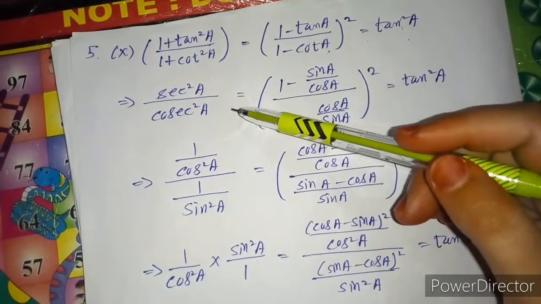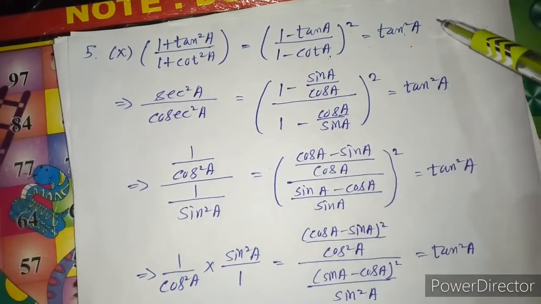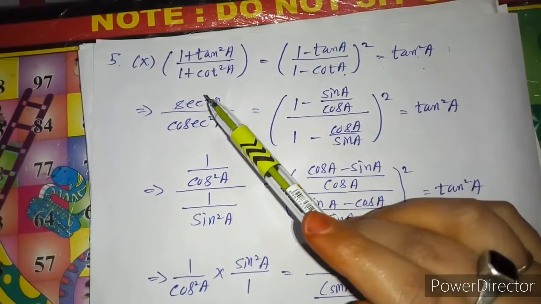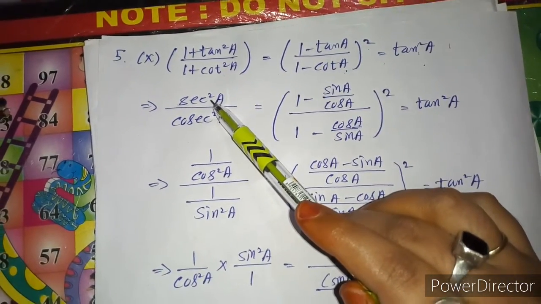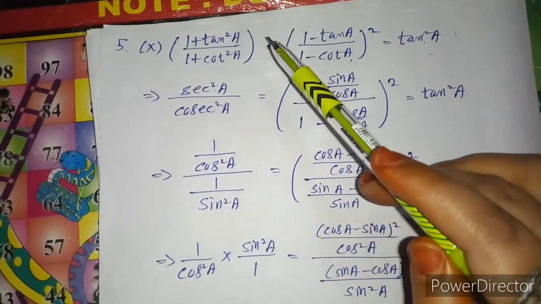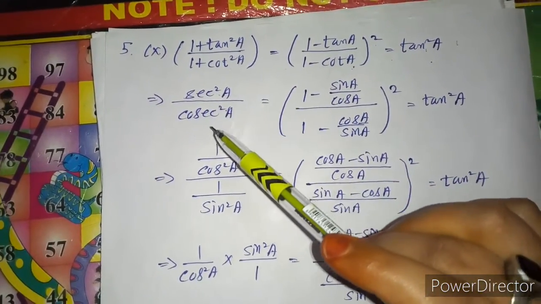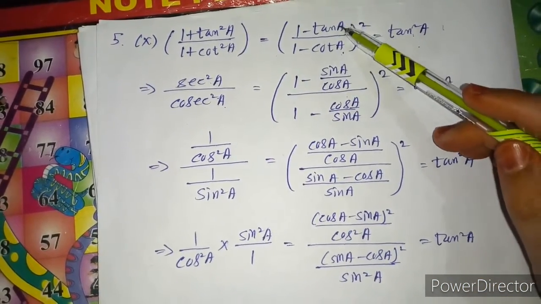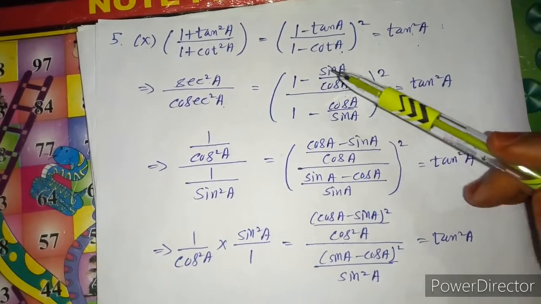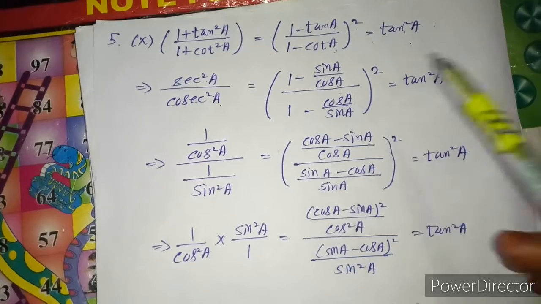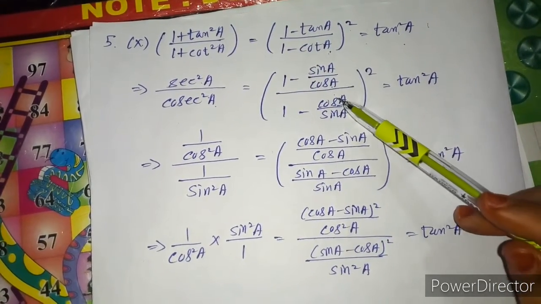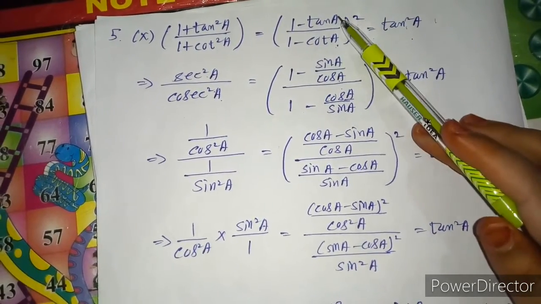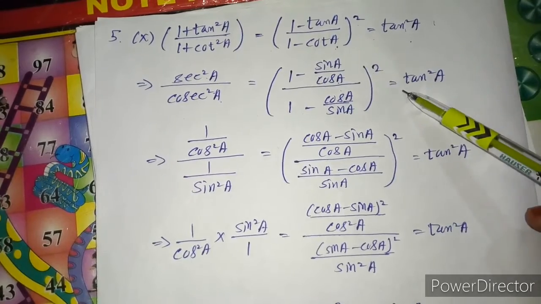This is our question. From this one I write the next step. How can I write the next step? 1 + tan²A is equal to sec²A. This one is a formula. Similarly, 1 + cot²A is equal to cosec²A according to our formula. After that, in place of tan A I write sin A by cos A, and in place of cot A I write cos A by sin A, because cos A by sin A is equal to cot A and sin A by cos A equal to tan A. This is whole square, and this is equal to tan²A.